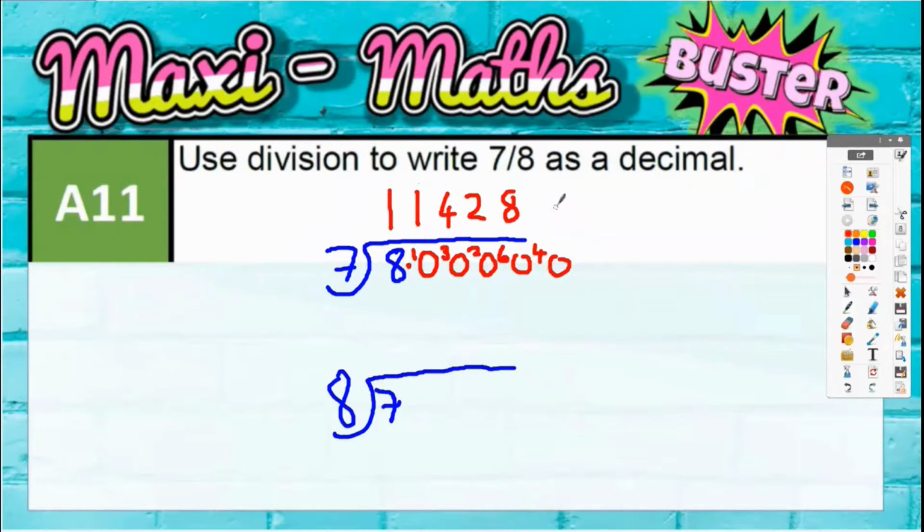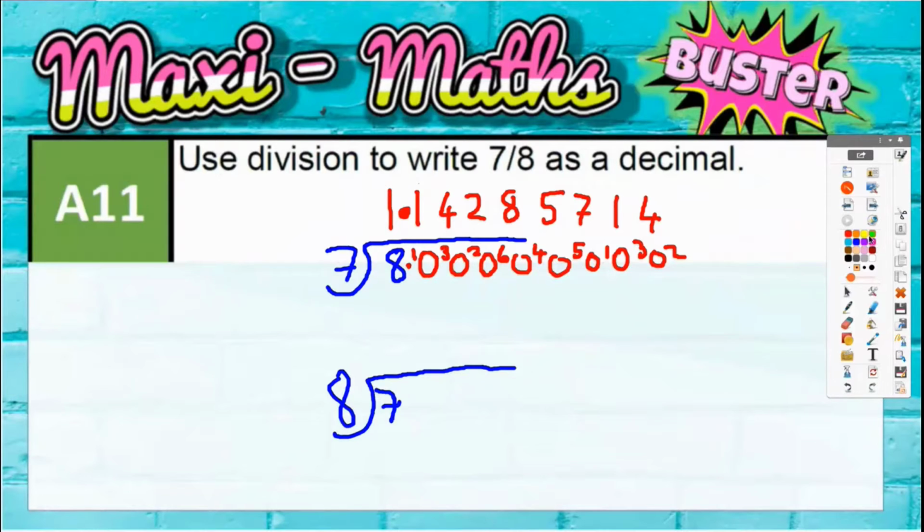7s into 40 goes 5, remainder 5. 7s into 50 goes 7, remainder 1. 7s into 10 goes 1, remainder 3. And as you can see, this is going to be a horrible long decimal. 7s into 30 goes 4, remainder 2. Now, no point going on any further. We could easily round that decimal. We obviously put your decimal point back in. We could round it to 1 or 2 decimal places, but is that even correct anyway? Let's see what happens with the other one.